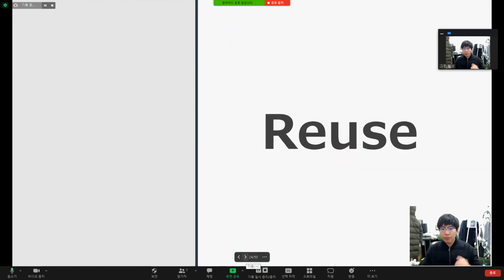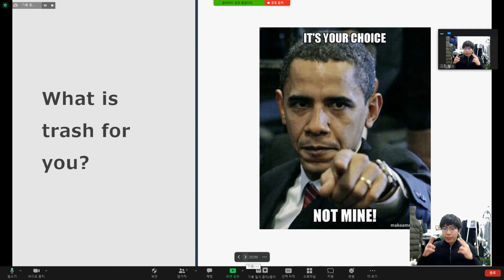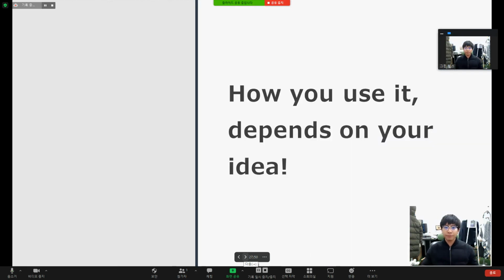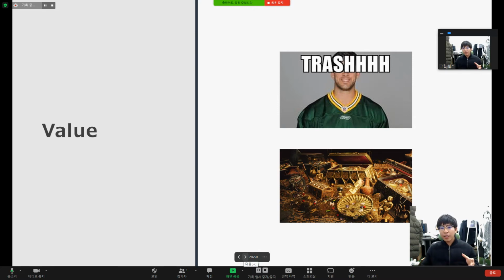All right, that's one more way. It's called reuse. Okay, so we have to think about something. What is trash for you? Most of the time, when you try to reuse something, people can sell it on the so-called carrot market, like 중고 mart. You can see it from your smartphone. You can buy them at a cheap price. How you use something always depends on your idea. And sometimes people's trash can be something very valuable for you, like gold.